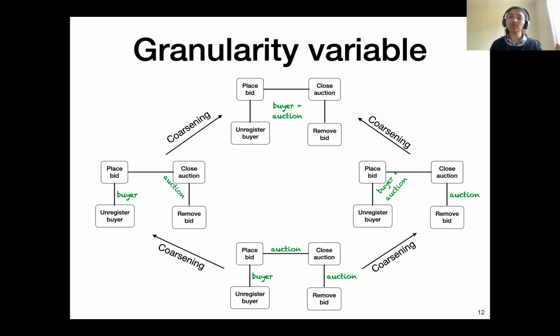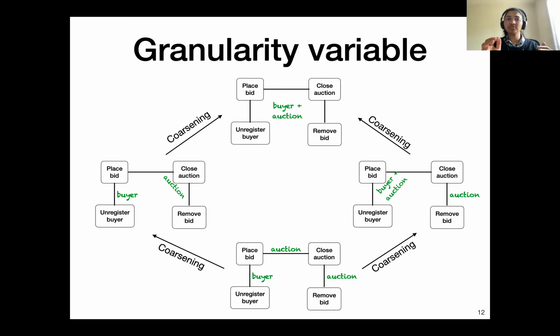The other direction we can coarsen is towards the left in the slide. So now close auction has to acquire only a single lock, which is coarsened per auction. So now that per auction lock is shared between place bid, close auction, and remove bid, and the buyer lock is shared between place bid and unregister buyer. We can further coarsen it such that the entire set of operations in the conflict graph share a single lock. So now all the 4 operations share a single lock.